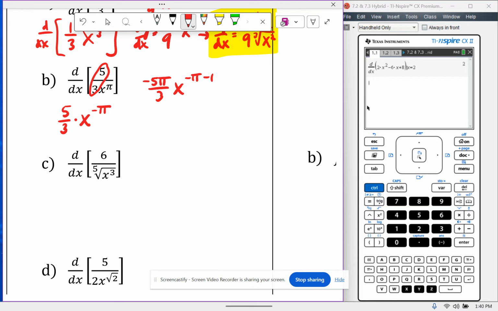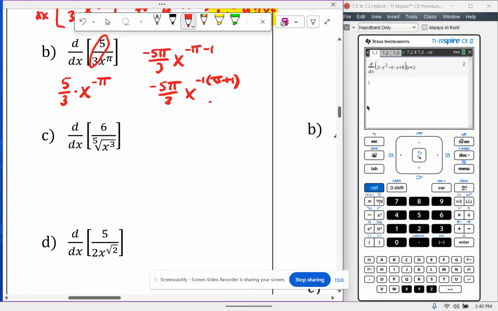Wait, so does the negative pi go to all of it? This one, I kind of just wanted to illustrate an idea, but technically, if you wanted to make this positive, you would have to be 5 pi over 3. Then you have x to the negative 1 pi plus 1. So now you would have negative 5 pi over 3 x to the pi plus 1, if you wanted to write it all as one positive exponent. But I kind of just wanted to show you how to work with pi's. There we go, that's the answer.